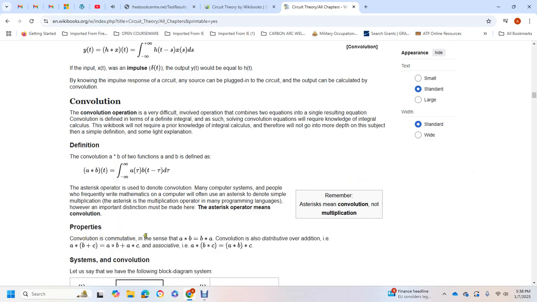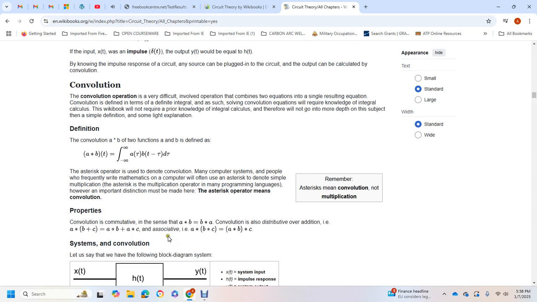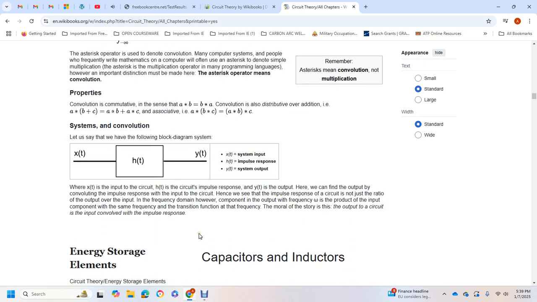Properties: convolution is commutative, so A convolved with B is equal to B convolved with A. Convolution distributes over addition: A convolved with (B plus C) is equal to A convolved with B plus A convolved with C. It is associative: A convolved with B convolved with C equals A convolved with B, convolved with C.